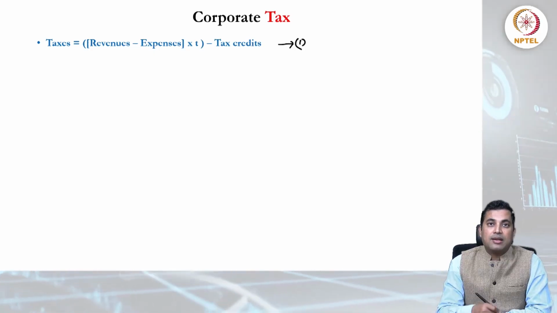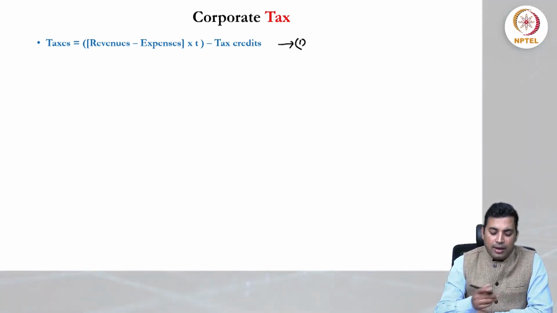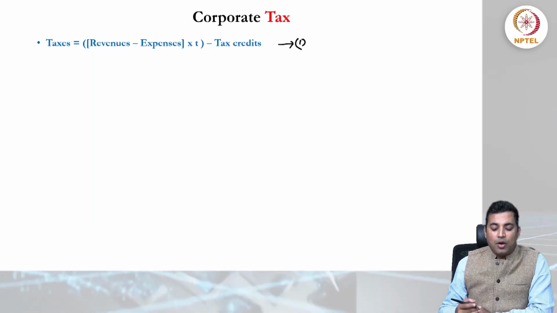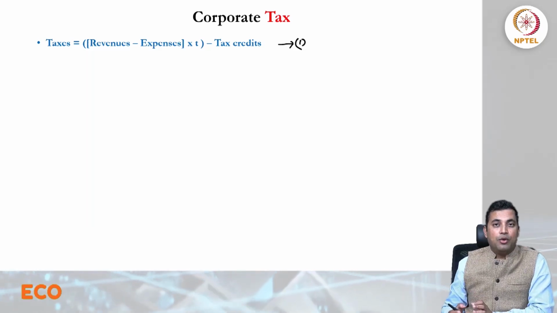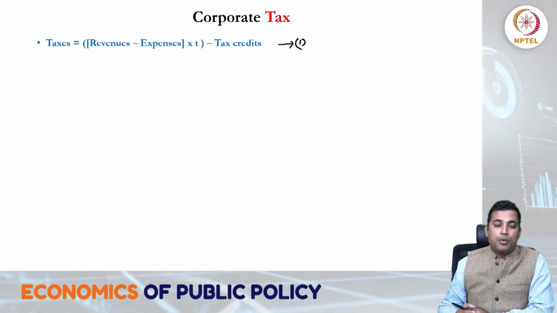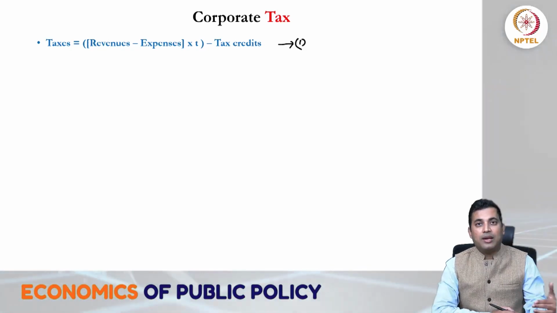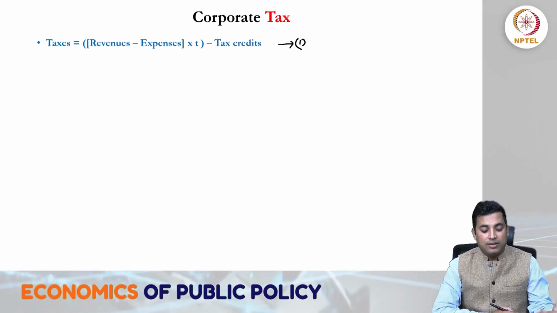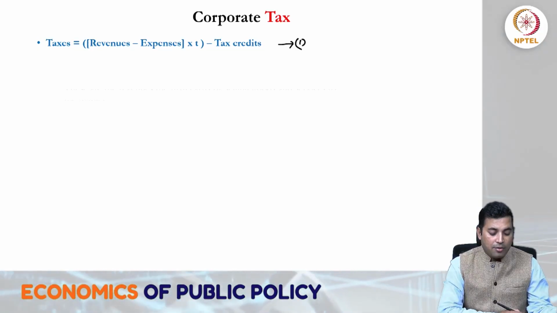So a per unit tax rate will be imposed, and then if we also deduct tax credits from that, the overall amount is the total amount of taxes that the corporation needs to pay. So now let us understand each component for clarity.